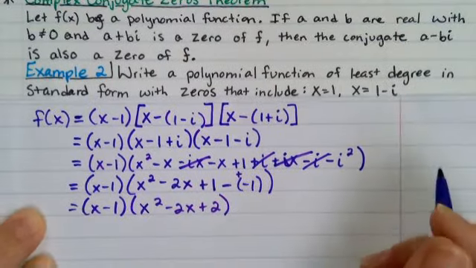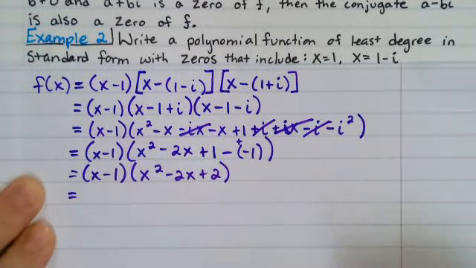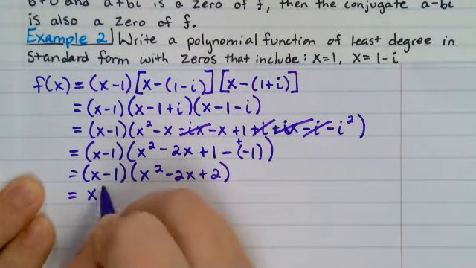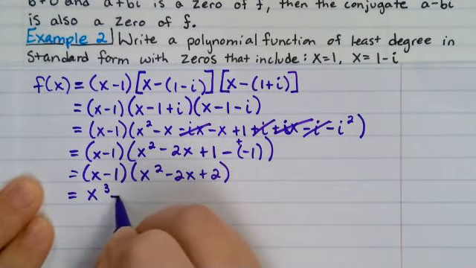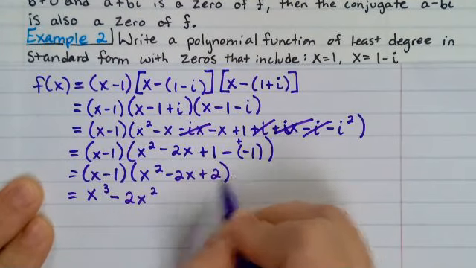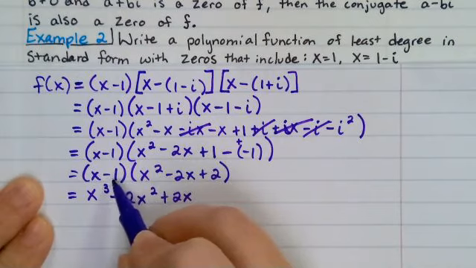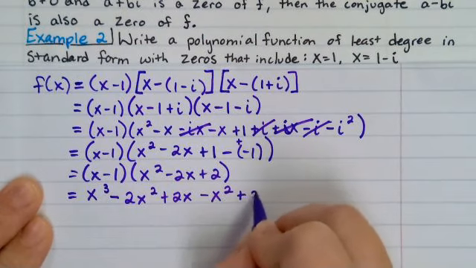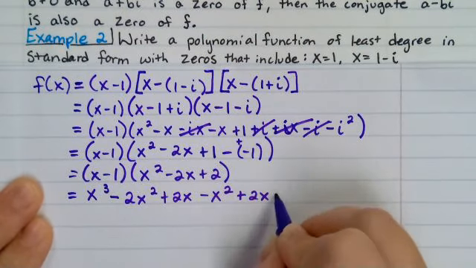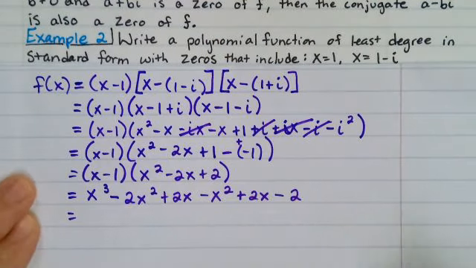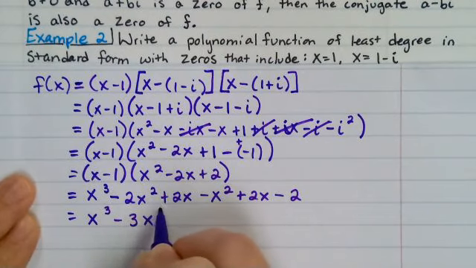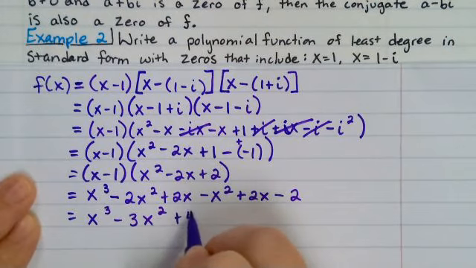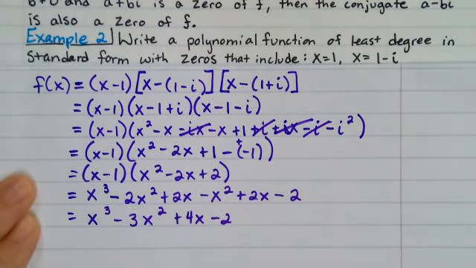And now we are ready to do the last little bit of multiplying. The imaginary numbers are gone. x times x squared is x cubed. x times negative 2x, negative 2x squared. x times 2, plus 2x. Negative 1 times x squared, negative x squared. Negative 1 times a negative 2x, positive 2x. Negative 1 times positive 2, negative 2. Go through, combine your like terms. I know it's not the prettiest thing in the world, but we do have to deal with tedious algebra sometimes, guys. All right, there we go. We have our answer. Isn't that gorgeous?